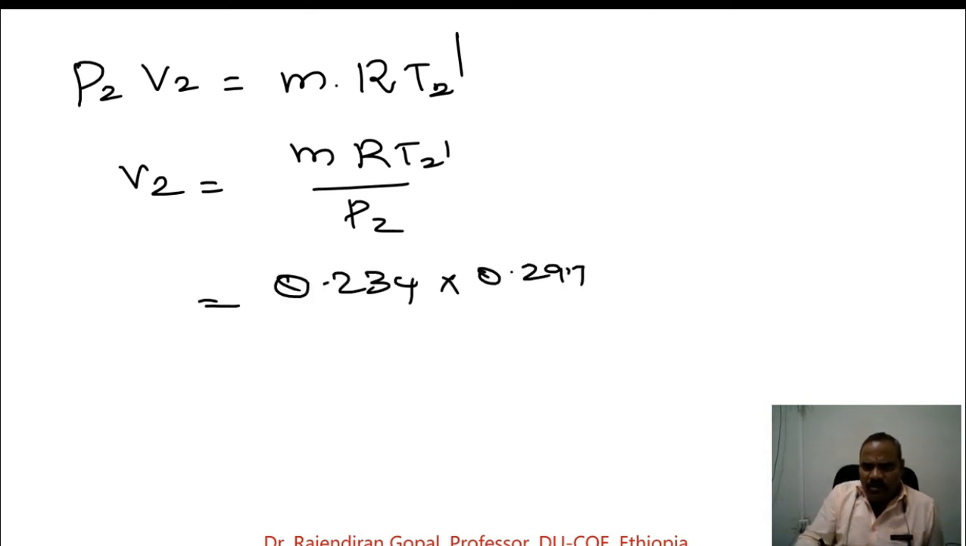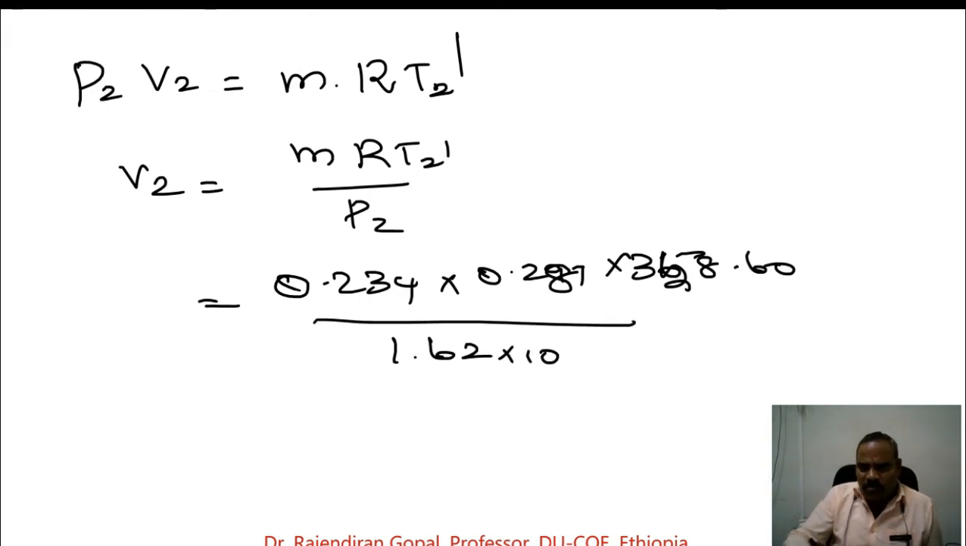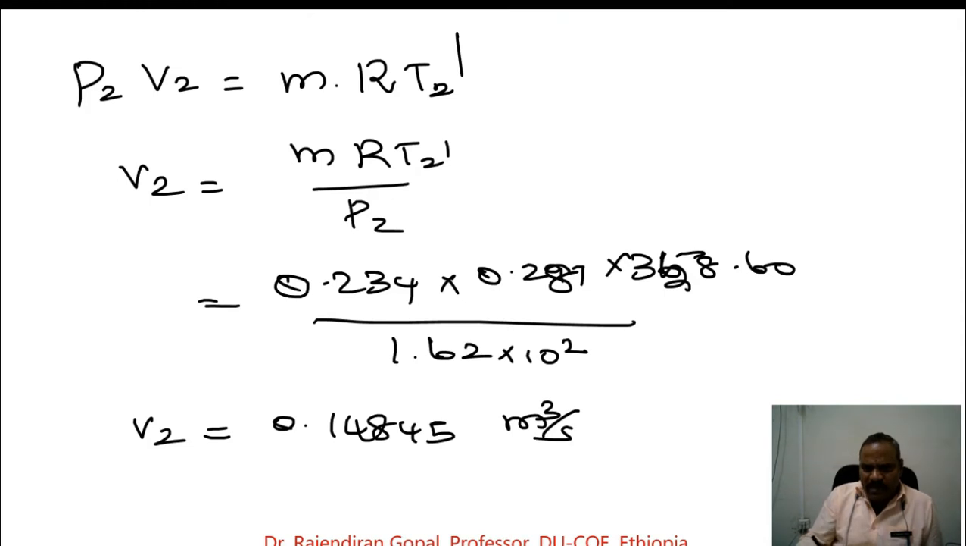R for air is 0.287. Then T2 dash is equal to 358.60 over P2, 1.62 into 10 to the power 2. So V2 is equal to 0.14845 meter cube per second, that is equal to 148.45 liter per second. Answer 1A.